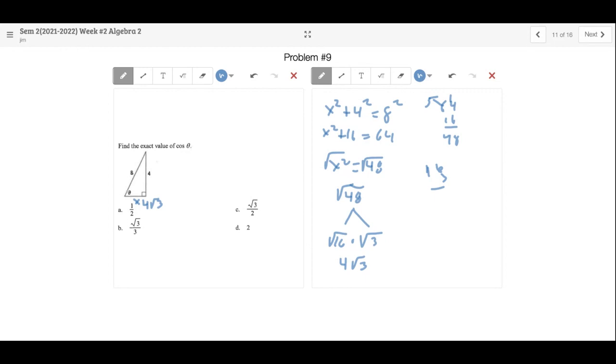Find the exact value of cosine. Well, that's adjacent over hypotenuse. So I have 4 square root of 3 over 8. Simplify, square root of 3 over 2. Boom.